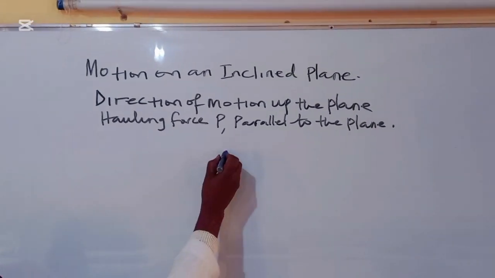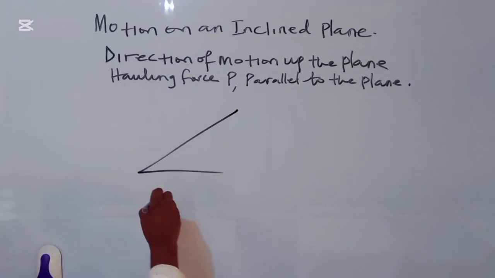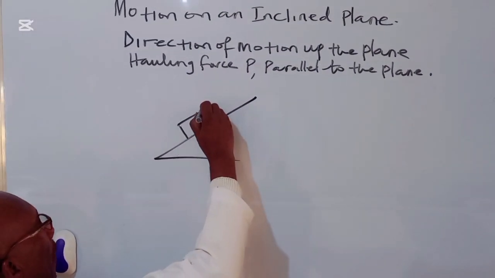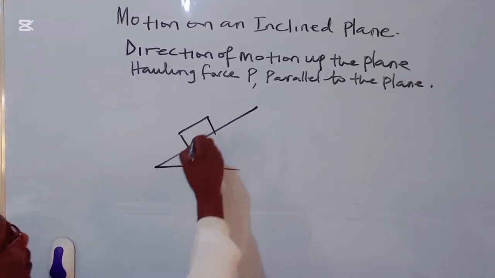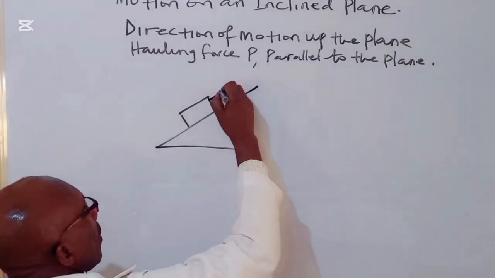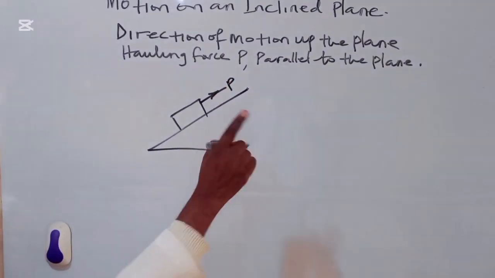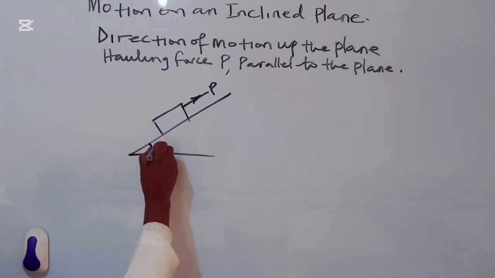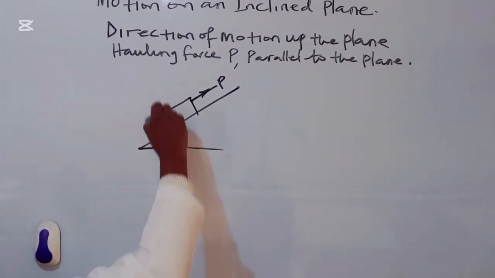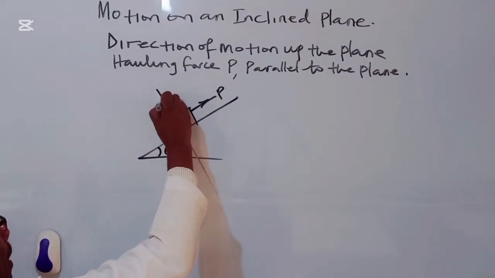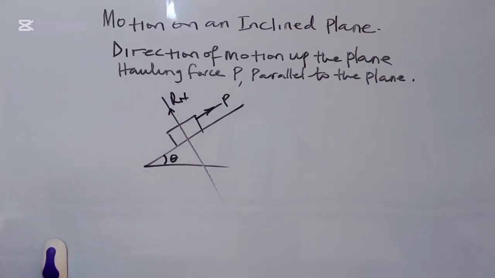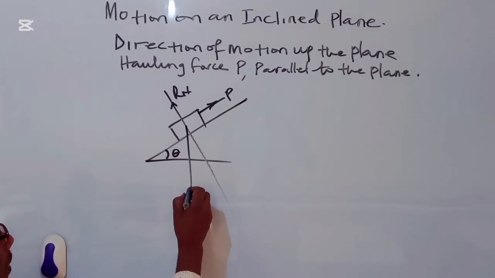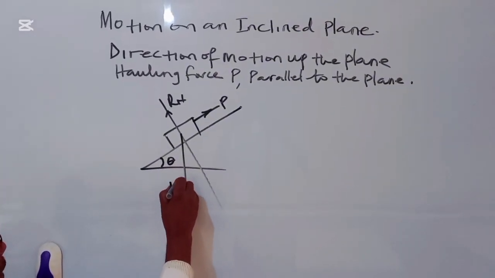Now let's see. This is the inclined plane, alright? This is the body, and the direction of motion is up the plane. So I'm going to put the force P trying to move the body up the plane. Mark you, the plane is inclined at an angle theta. Now, I'll have a normal reaction acting upwards. They will have the weight of this body acting downwards. Let us call it W.